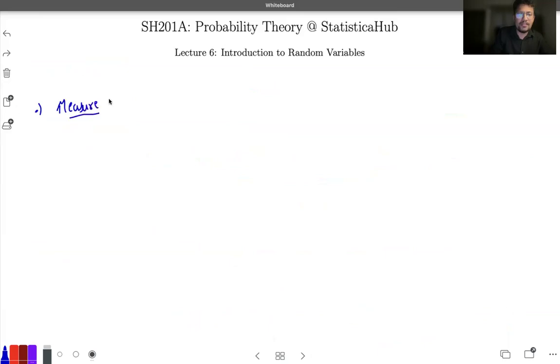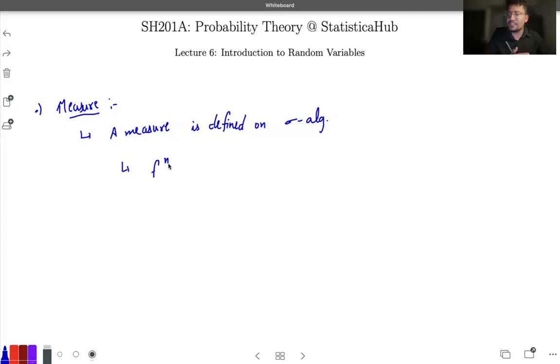So what's a measure? Let's have a look at this part. Technically, a measure is defined on the sigma algebra, and technically it is some sort of function. What does that mean? If it is a function, it must have some domain and some range. So we are saying that it is defined on the sigma algebra.